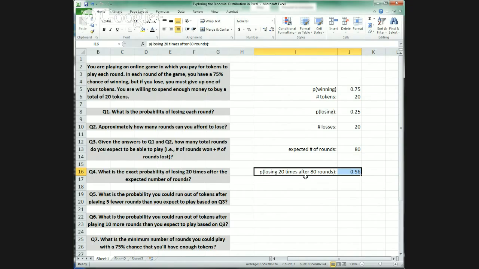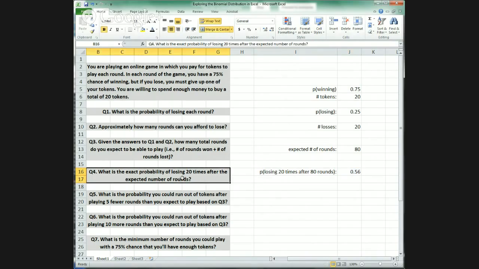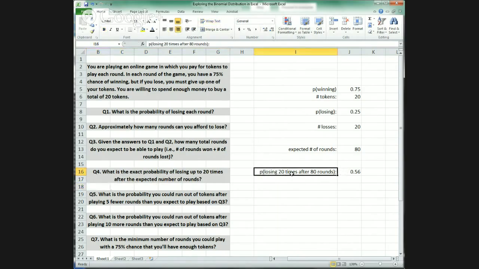And so if you counted the probabilities all the way from 0 to 80, you would get a total of 1, because all probabilities total to 1. And that is the full range of the possible losses. Now, what we're asking for is approximately a quarter of that range. We're asking for the losses from 0 to 20 times. So the probability of losing up to 20 times after 80 rounds is 0.56.